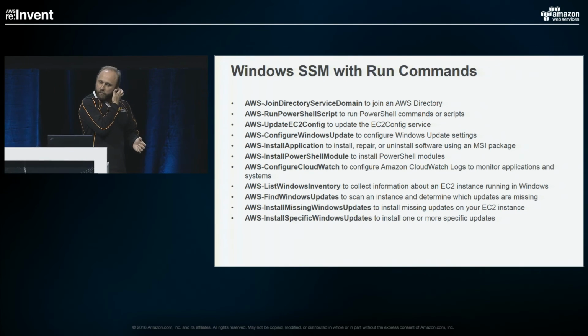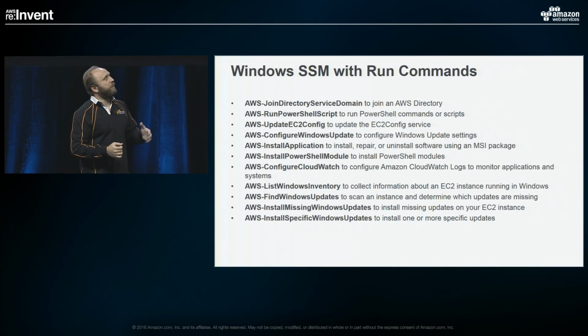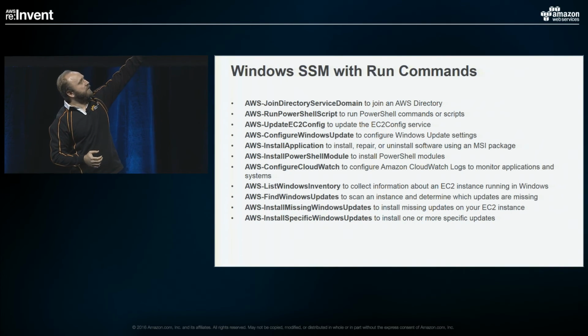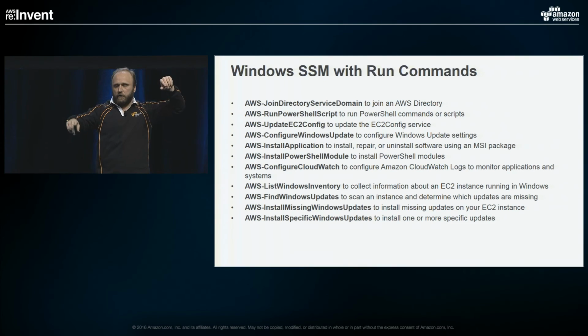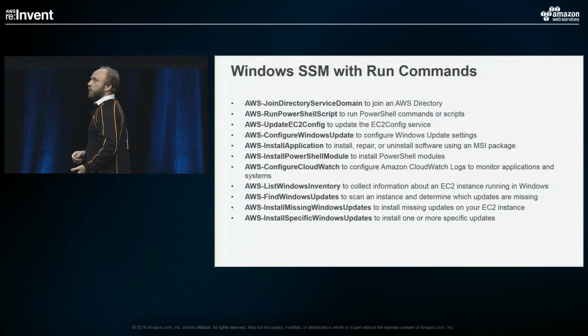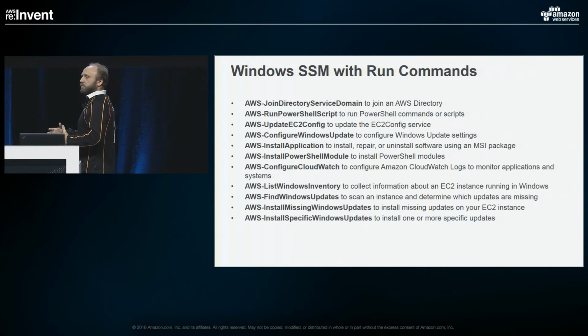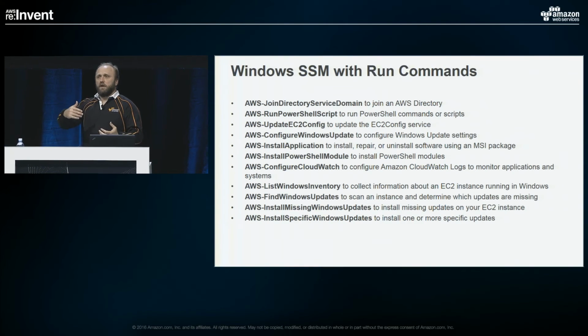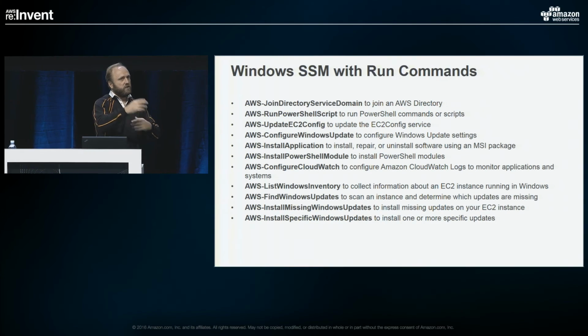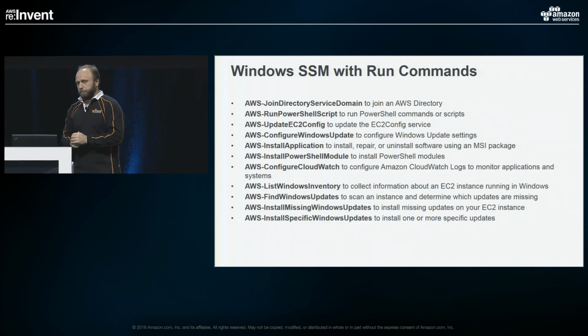These are examples of the SSM commands. Run Commands with SSM. As you can see, these are all Windows specific: listing Windows inventory, update config, run PowerShell script, configure Windows Update, install applications, and so on. You'll specify your MSI package and all that. And in case somebody changes something on any of the servers, the SSM server will make sure that change is rolled back, and it will re-update or repatch that specific server.